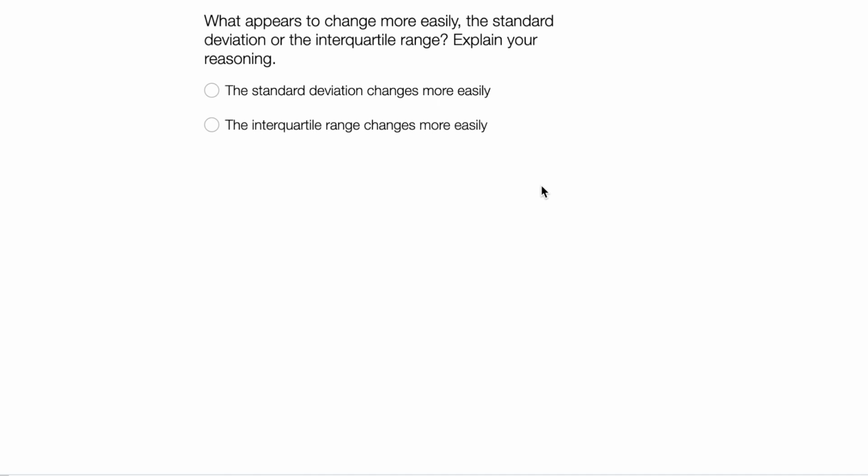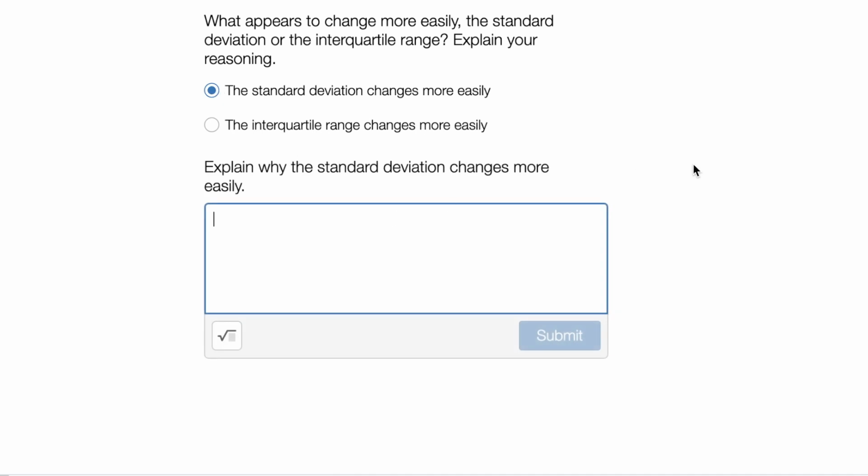What appears to change more easily, the standard deviation or the interquartile range? So looking at those, what changes more easily? It should be the standard deviation. If you chose that, then you explain why you think the standard deviation changes more easily. I want you to do that on your own.